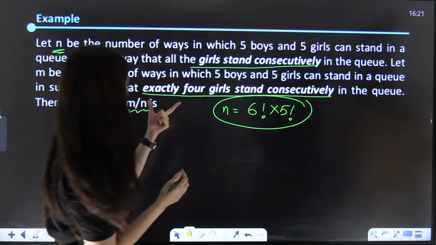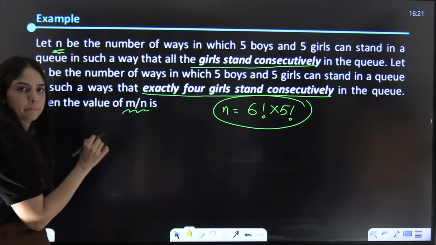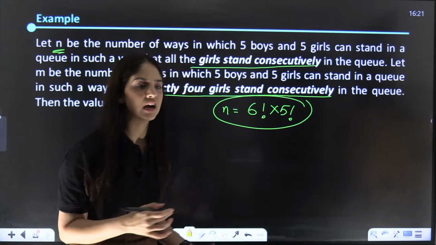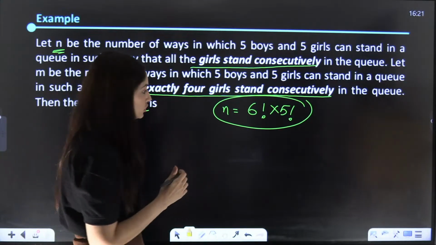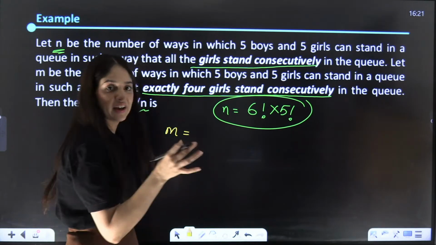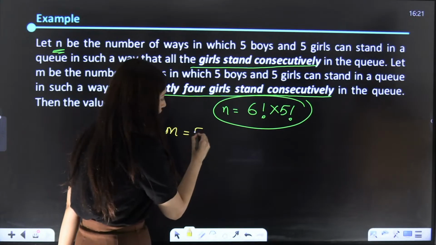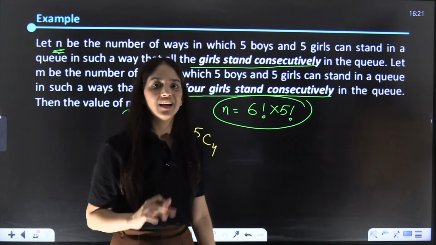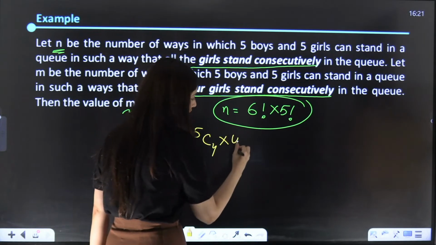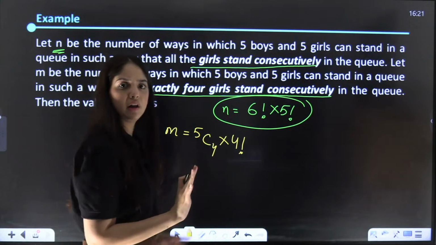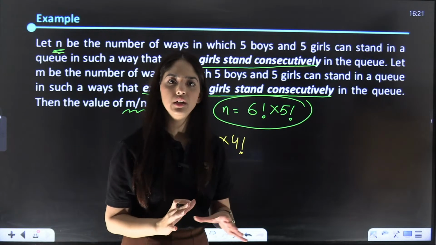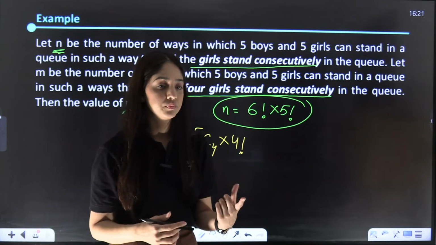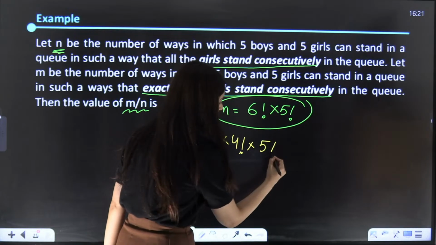So, now time for counting M. Exactly the same way we are forming the bundle. Firstly, we have to form the group of 4 girls. We have to select which 4 girls are standing together, right? And then rearrange them. So these are all our units. Once we have our units, we first arrange the boys. So we arrange them, 5 factorial.